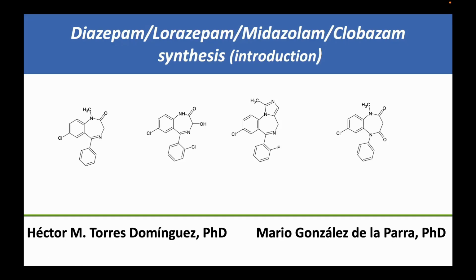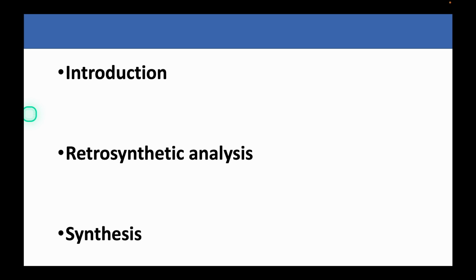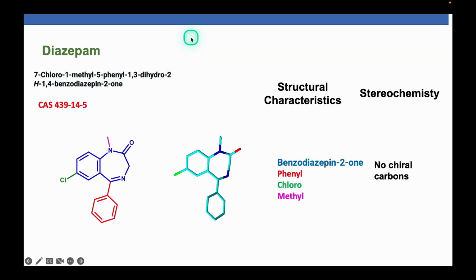Hello! With this video, we begin the series on 4 benzodiazepines: diazepam, lorazepam, midazolam, and clobazam, with emphasis on their application in the treatment of epilepsy. The series includes an introductory video, this video, videos about retrosynthesis, and about the resulting syntheses. Next, we present the structural characteristics for the 4 drugs, including systematic names, CAS numbers, and structures represented in 2 and 3 dimensions.